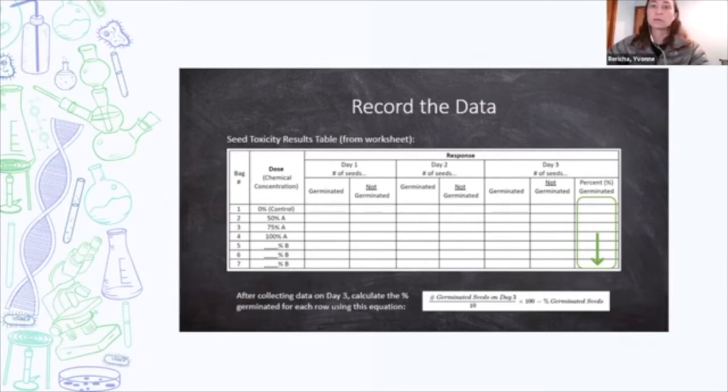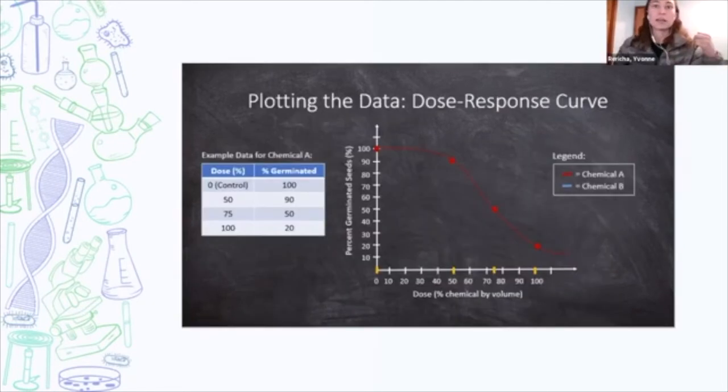And then on the 3rd day, we have students calculate the percentage of the seeds that were germinated. And then that data goes into their plots that they will make.